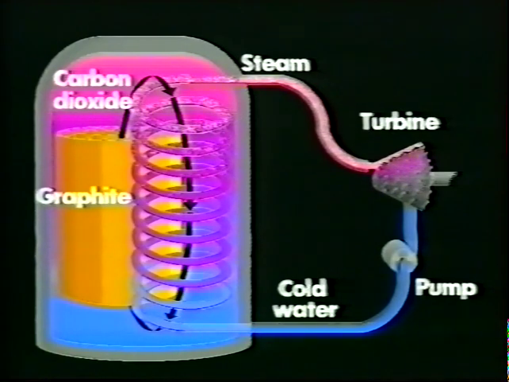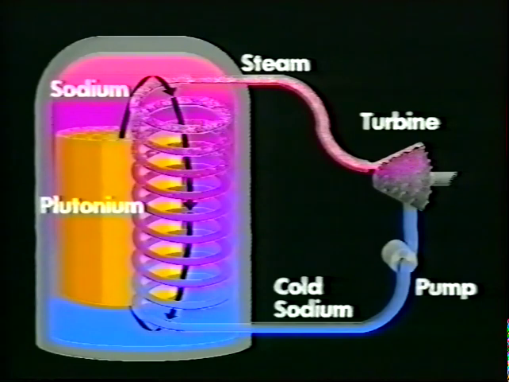If carbon in the form of graphite is used as the moderator, the coolant no longer needs to be water. A gas such as carbon dioxide or helium can be used. It will be efficient because it allows higher temperatures. Another coolant is molten sodium. This is used in fast breeder reactors that use plutonium as the fuel.